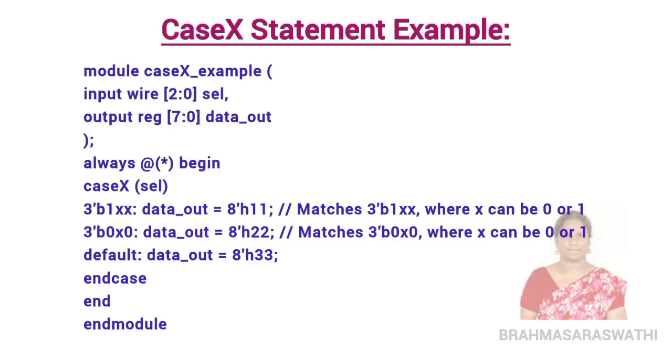Okay. In value 1, 3'b1xx, in the xx place we write 00, 01, 10, 11. These 4 possible conditions we write.